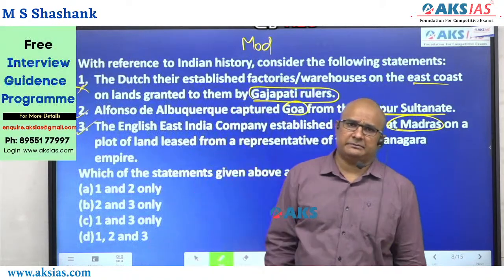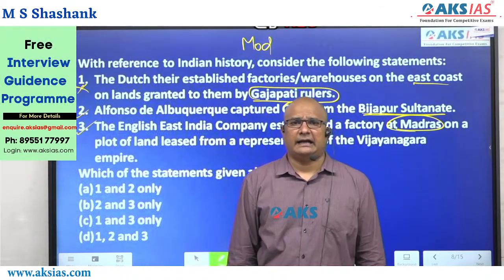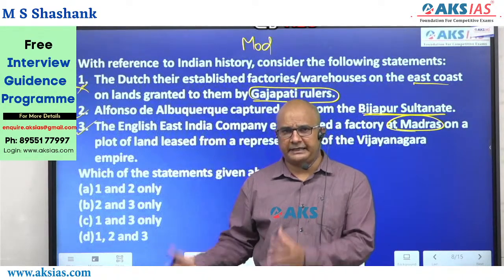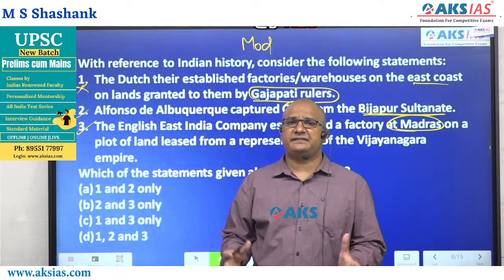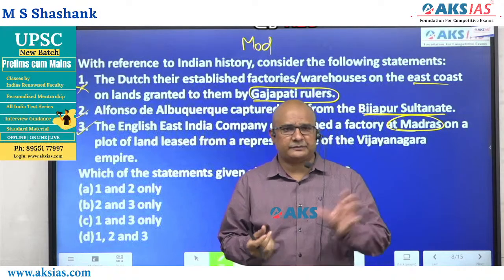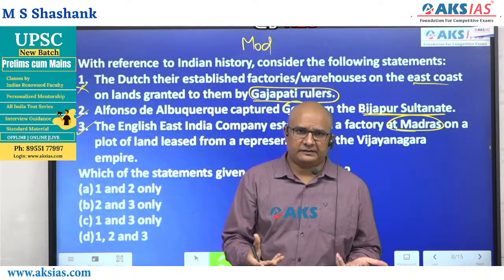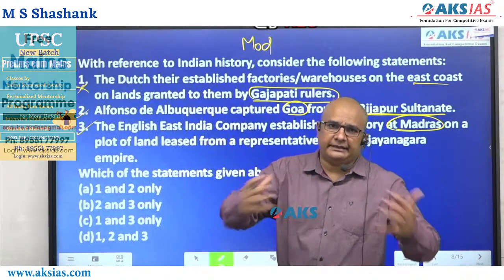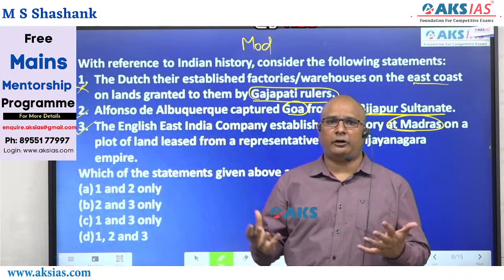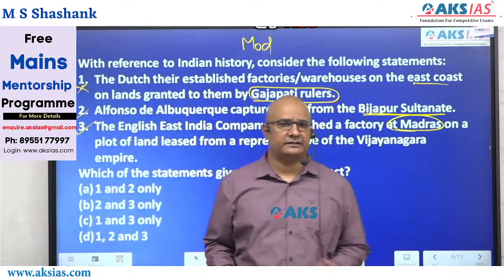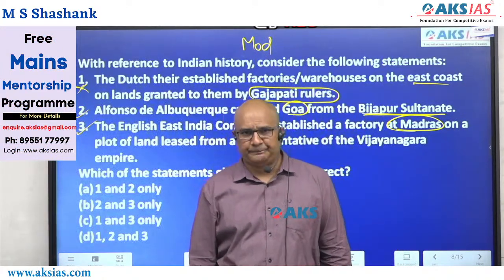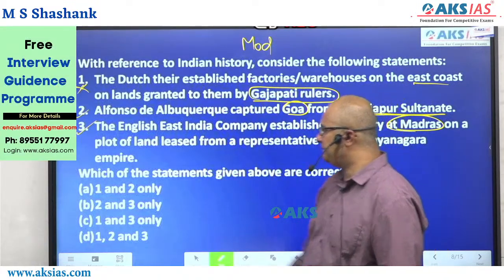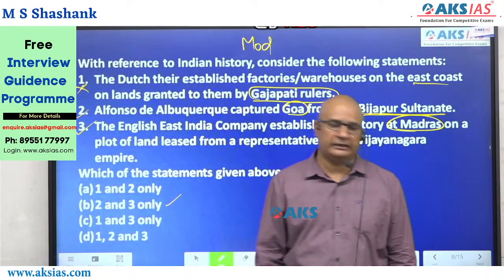There was a person by name Damirla Venkatadri Nayak, and it's from whom that English trader officer by name Francis Day had taken a small piece of land where they started doing trade, and that small stretch of land has slowly prospered and evolved into the modern city of Madras, which we call today as Chennai. So that makes third statement also right. So the answer will be Bombay, 2 and 3 only.